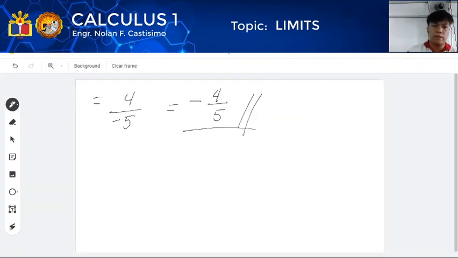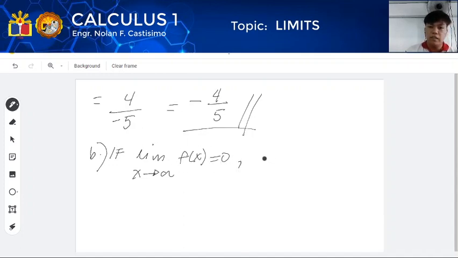Okay. Next example. Next example is letter B. So, yung given natin, katulad ng sinabi ko kanina, iba na yung value ng f of x natin if the limit of f of x is equivalent to 0 as x approaches a. So, iba na yung value ng f of x natin, ha? And limit of g of x as x approaches a is equivalent to negative 5. So, ditong negative 5 lang. Kumbaga, yung f of x natin, which is yung magiging numerator natin, yun yung 0.